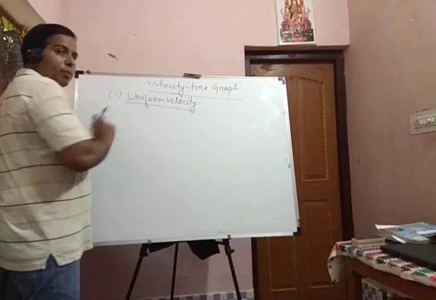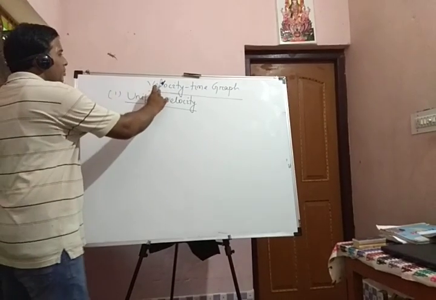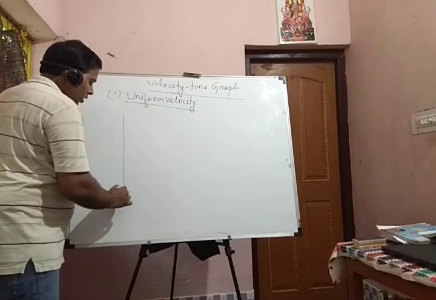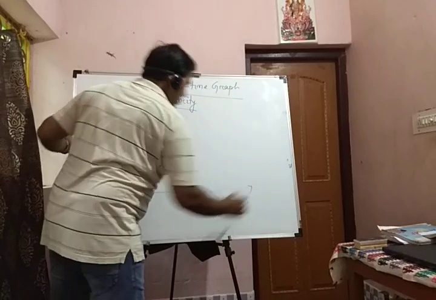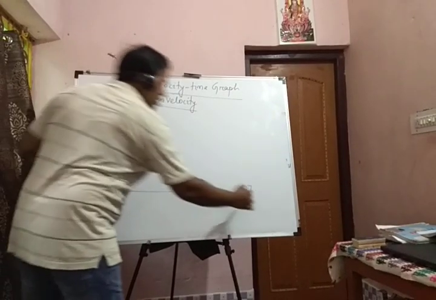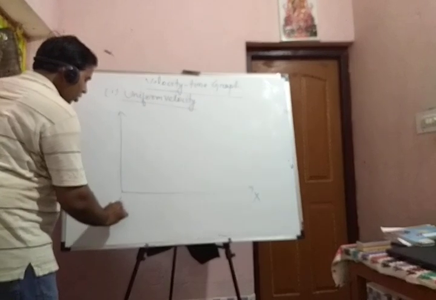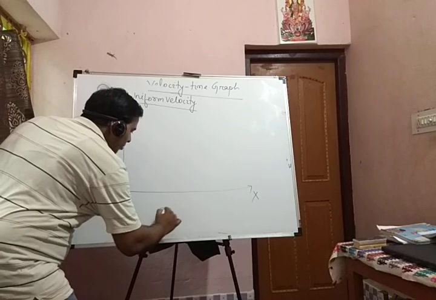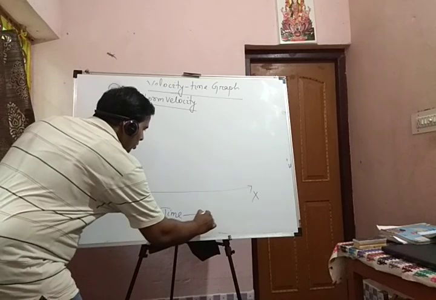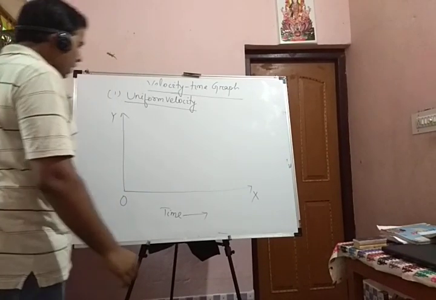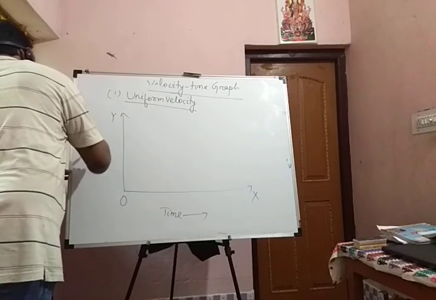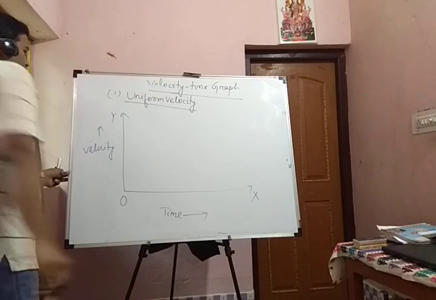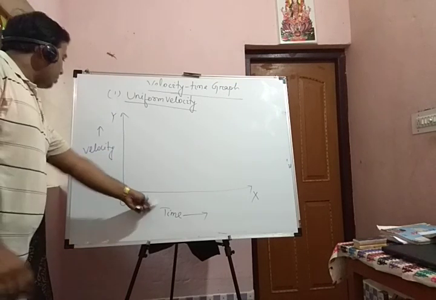And here we have to plot the graph by taking the velocity and time. Here also the graph is to be plotted by taking two axes. This is the x-axis, this is the origin, and this is the y-axis. Always we are taking the time in x-axis, and we are taking the velocity in y-axis. So, time and velocity.